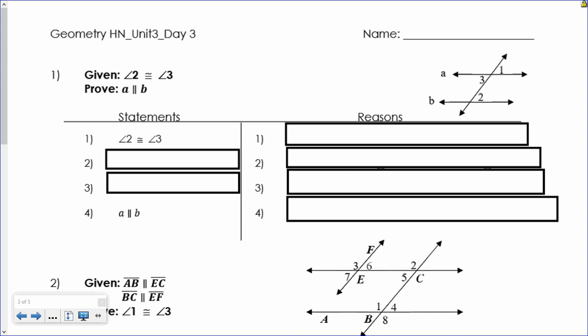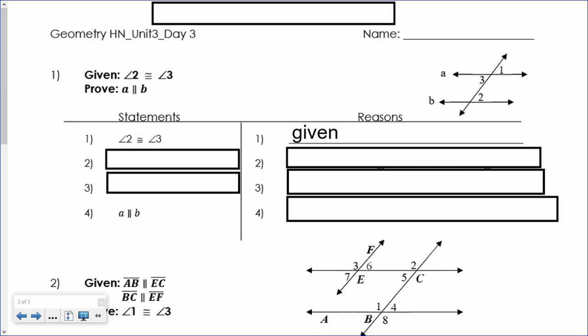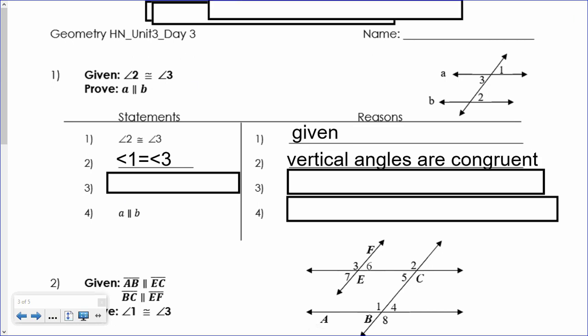So first of all, how do you guys always start a proof? Given. Okay, so I know that angle 2 and 3 are equal based on the given. Okay? What else do I know? Angle 1, vertical angle 3, which means that they're congruent. So you can say that angle 1 is equal to or congruent to angle 3. That's the best that my keyboard could do for angles. Vertical angles are congruent. Is the reason?